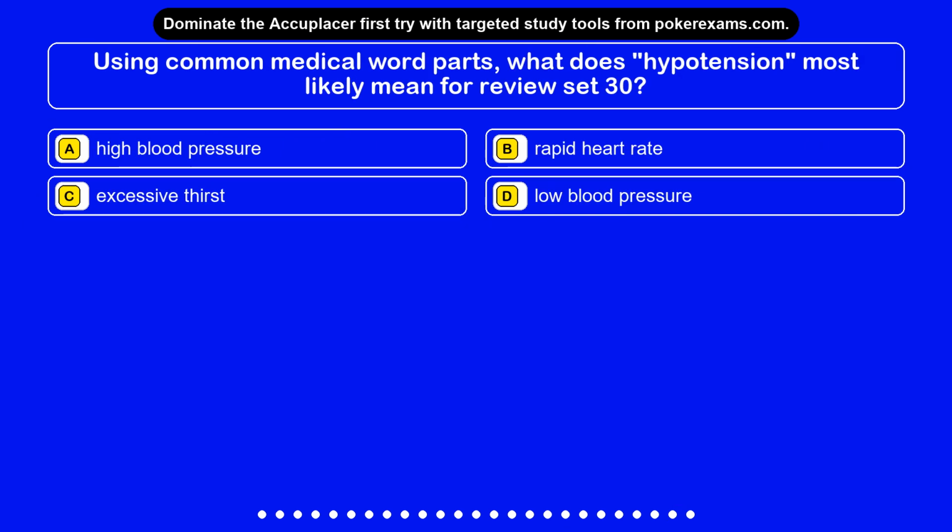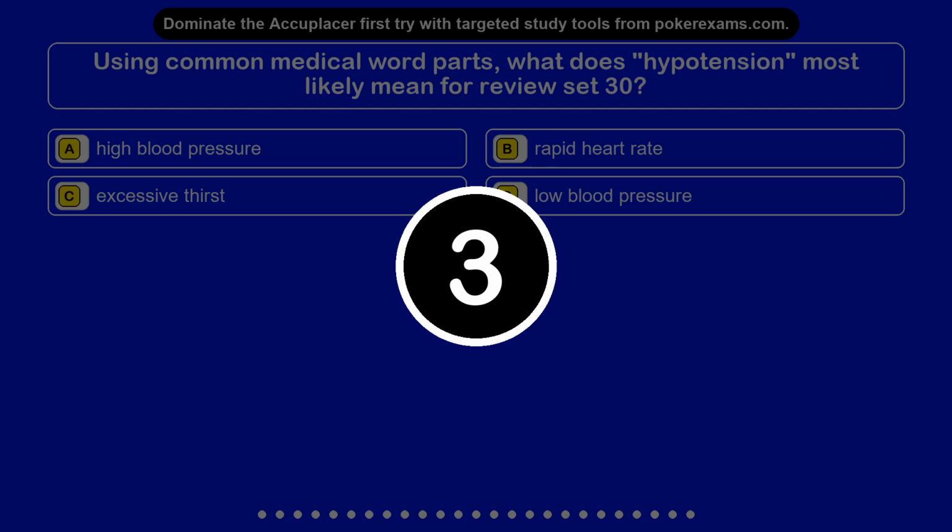Question 23. Using common medical word parts, what does hypotension most likely mean for review set 30? Option A, high blood pressure. Option B, rapid heart rate. Option C, excessive thirst. Option D, low blood pressure.